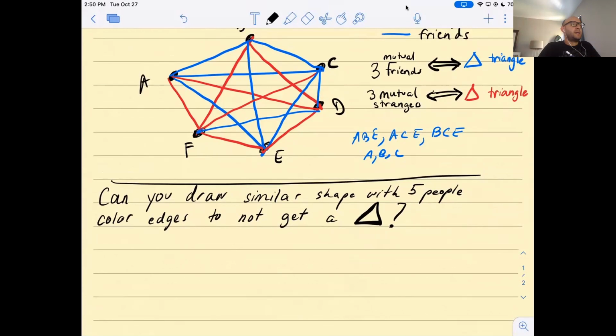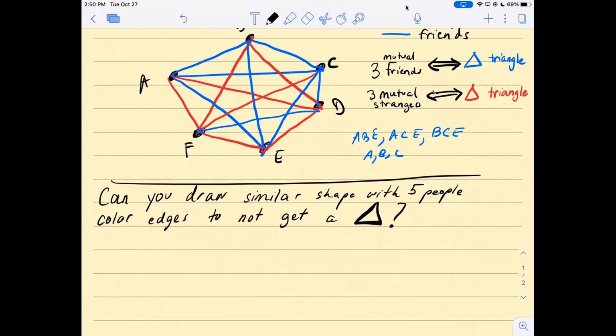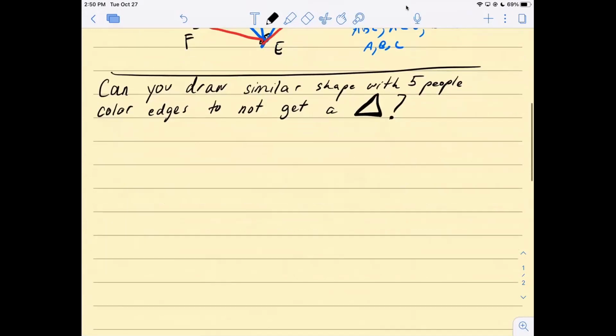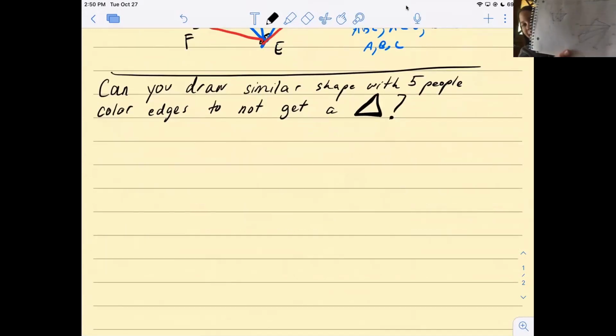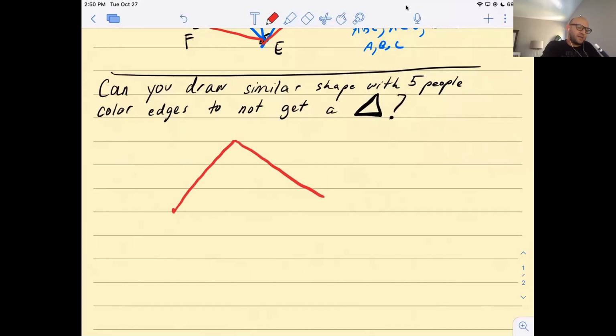Can anyone share how you could draw a group of 5 people but not get a triangle at all? I have one. Go ahead, share it. I did a star and then I did a pentagon. Excellent, Gabby. So we have the pentagon on the outside, and then on the inside, we draw the star.